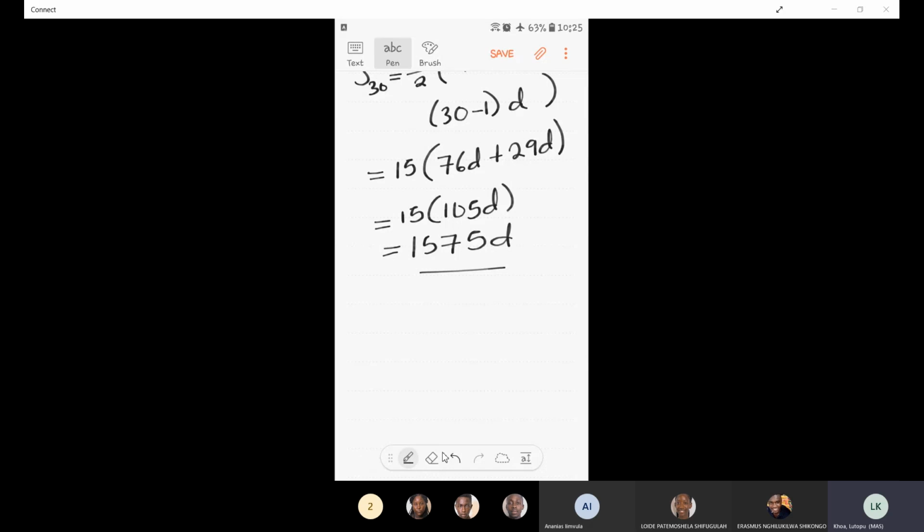Right, let's look at number 6. We're told that 3 consecutive terms, so it's not really the first 3, it's just 3 consecutive terms that follow each other, have the sum of 36 and a product of 1428. Find the 3 terms.